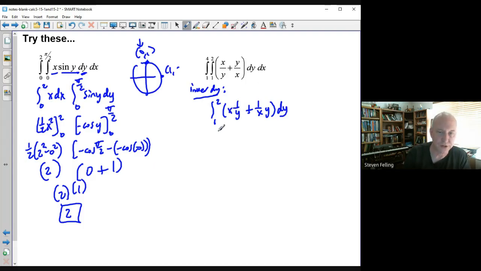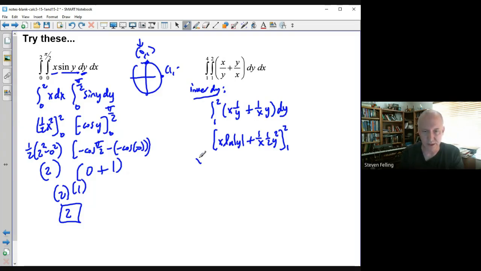And the x is a constant. So this is going to be x, and that's a constant, times the natural log of the absolute value of y. Now for this term, we have 1 over x. The antiderivative here will be 1/2 y squared. And then we're plugging 1 and 2 in for the y's. So that would give me x times natural log of 2 minus, really, I can keep the x on the outside, it's a constant, natural log of 2 minus natural log of 1, right?